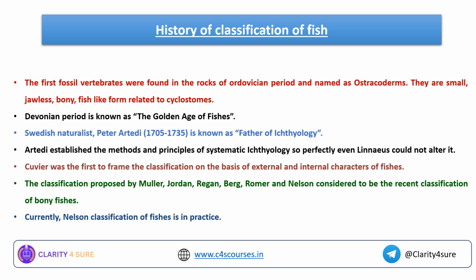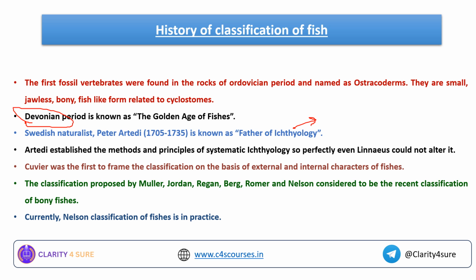Now quickly coming to the history of classification of fish. When we talk about the history of classification of fish, the golden age of fish is the Devonian period. This is very important. And who is known as the father of ichthyology? Ichthyology is nothing but the study of fish and its surrounding environment. A Swedish naturalist called Peter Artedi is known as the father of ichthyology. Why is he known as the father of ichthyology? Because he established a perfect method and principle for the systematic study of fish and its surrounding environment.